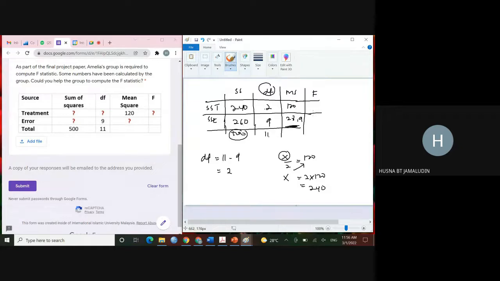Okay, now, so can you compute F? So, of course, what is the formula of F? F is the MST over MSE. This is MST, this is MSE. So, what is the value? 120 divided with 28.9. You should get the value of what? 4.15 something, if you want to make it whatever decimal point.